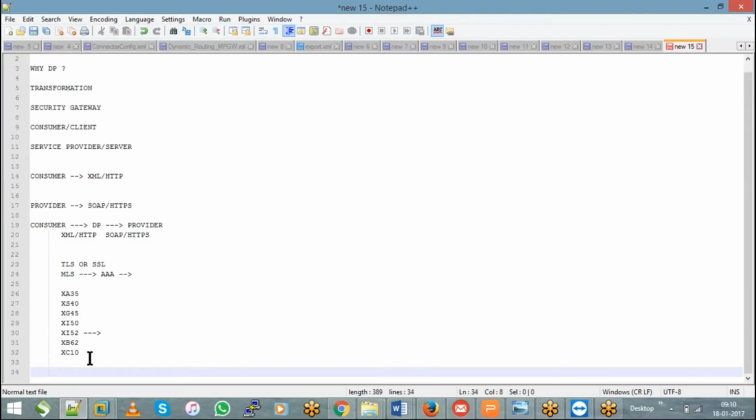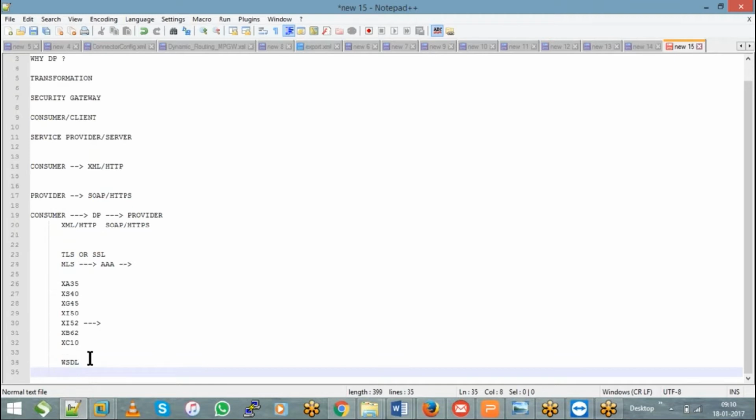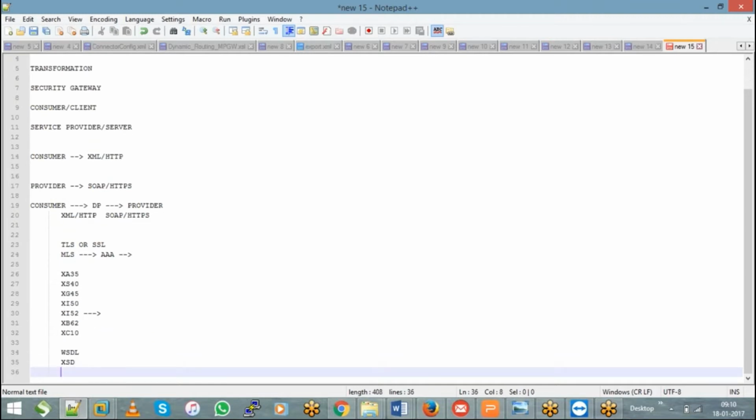Basic idea behind the data path, we need to understand the concept of WSDLs and XSDs. What is a WSDL file? What is an XSD? How do we make use of these WSDLs and XSDs in the data path?